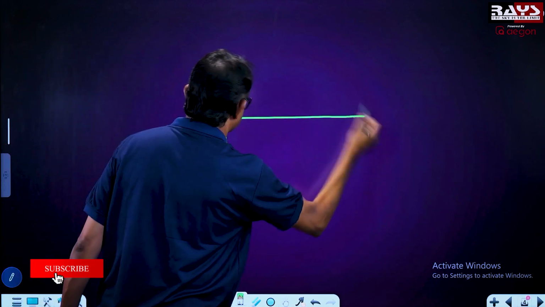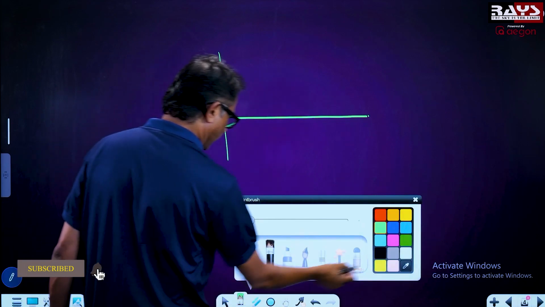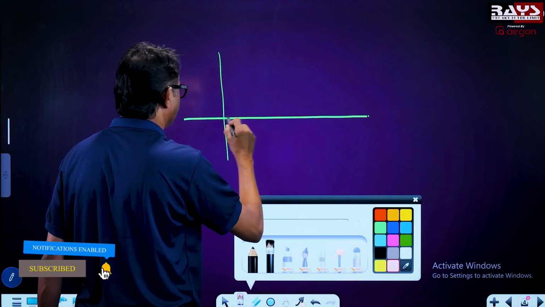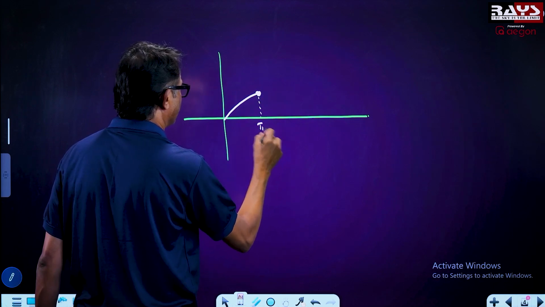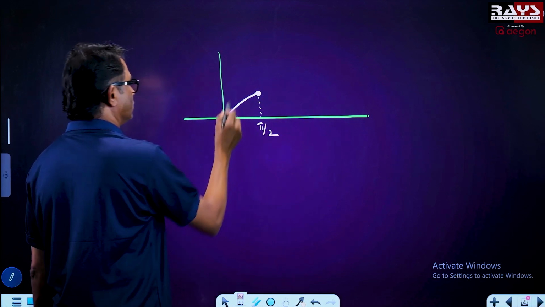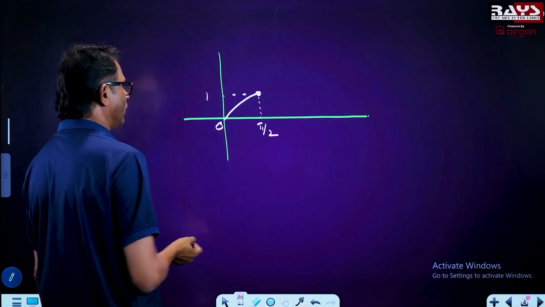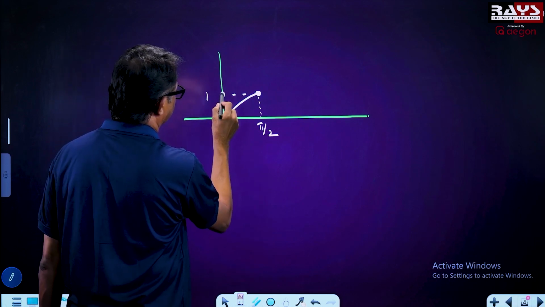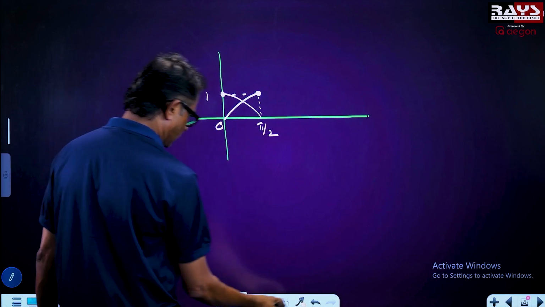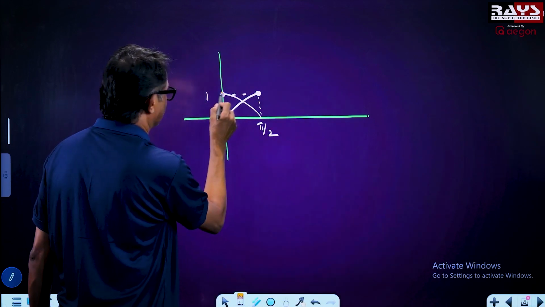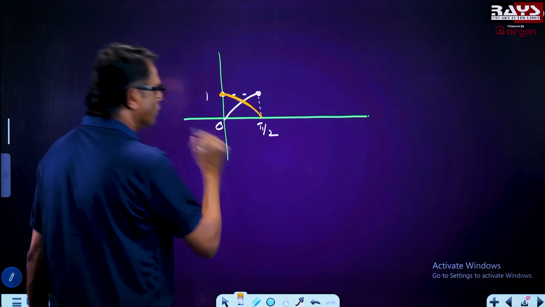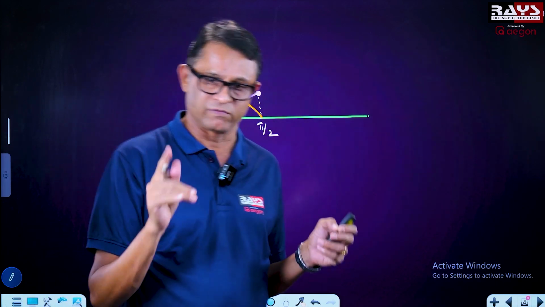This is sin theta. In the first quadrant, sin theta goes from 0 to pi by 2 like this, and at pi by 2 the value is 1. And what about cos theta? Cos theta is starting from here, cos 90 is 0. This is cos theta, because I am drawing only from 0 to pi by 2, the first quadrant.